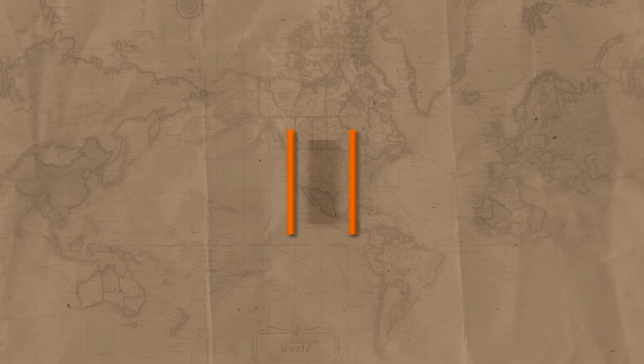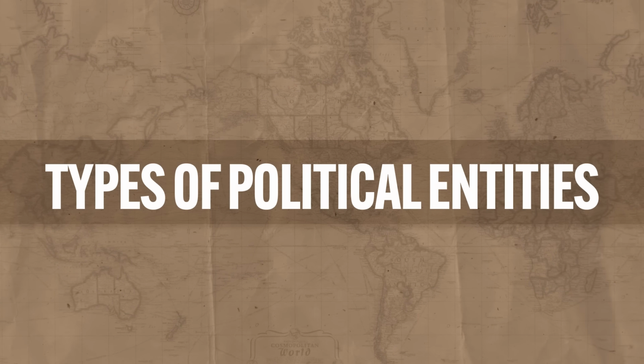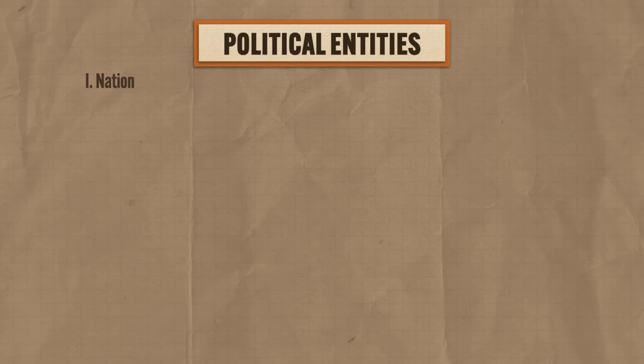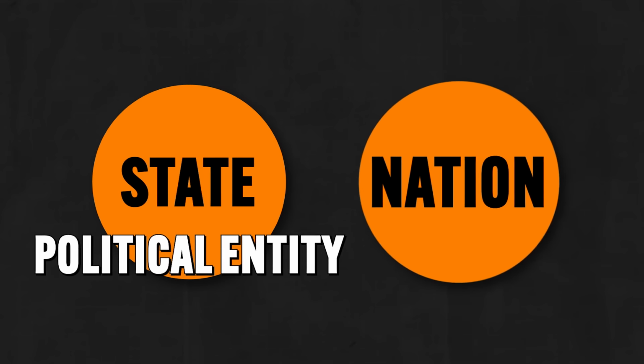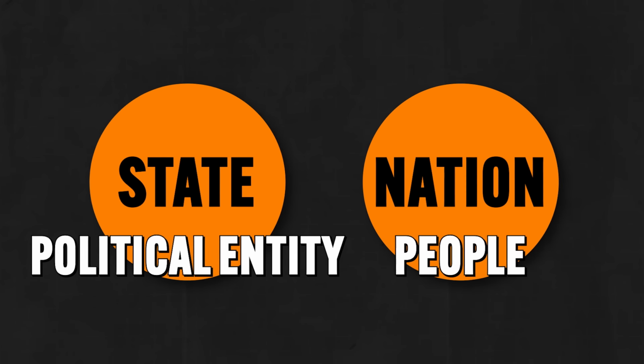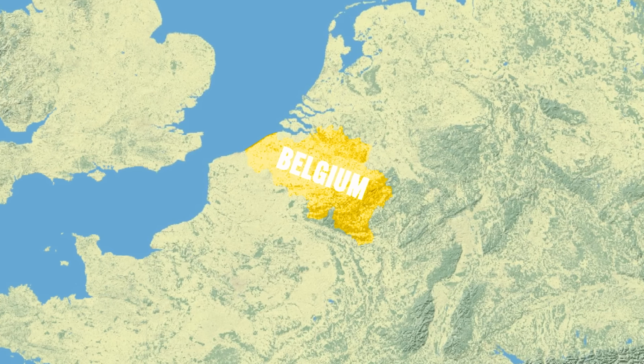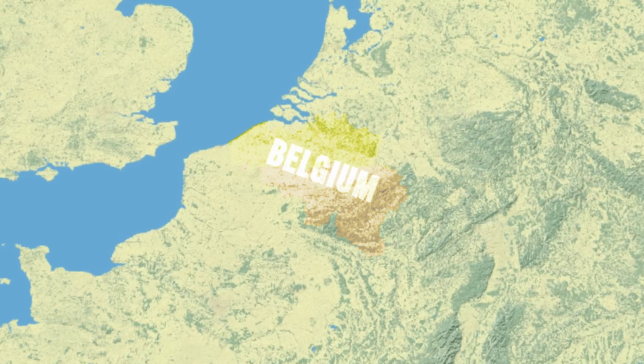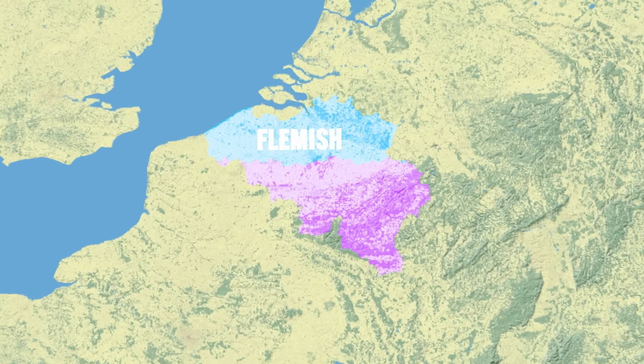Anyway, now that we have those definitions down, I need to explain the 6 types of political entities that exist in our world today, and you're going to need to know a contemporary example of each. The first entity you need to know is the nation, which refers to a group of people who share a common language, history, and culture. And be careful here, because it's easy to confuse nation with state. Remember what I said before, state refers to a political entity, but nation refers to the people who consider themselves a distinct cultural unit. So for example, in Belgium, which is a state, there are 2 distinct nations, the Flemish in the north and the Walloons in the south.